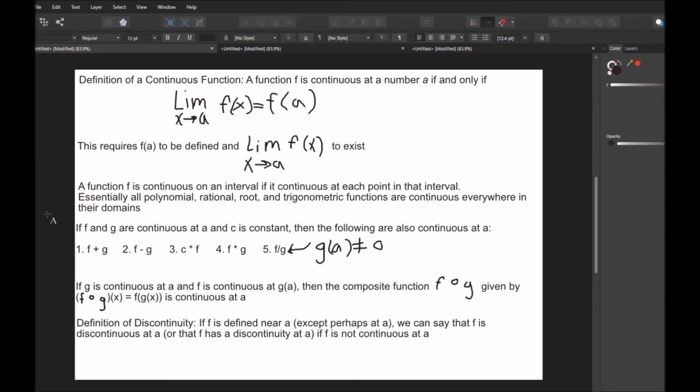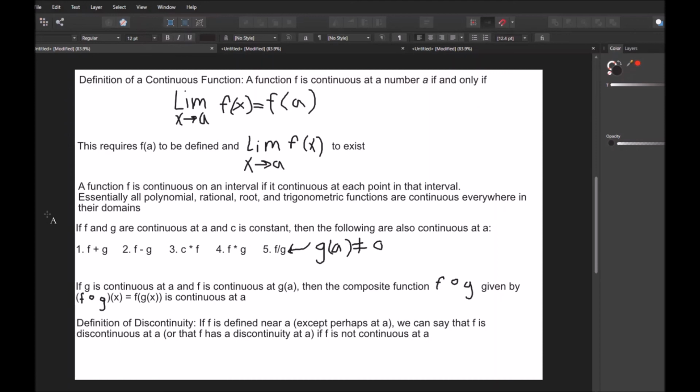Today we are going to be talking about continuity. So let's talk about a continuous function. Let's talk about what a continuous function is. A function f is continuous at every number a if and only if the limit as x approaches a of f of x equals f of a.